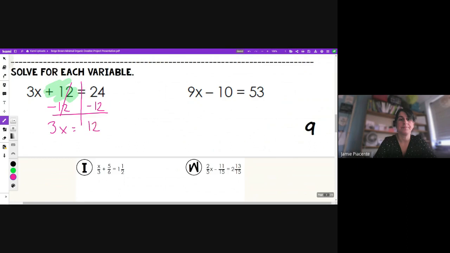Now I have to get x by itself. The 3 and the x are touching, so that's multiplication. The opposite of multiplication is division. So I'm going to divide both sides by 3. 12 divided by 3 is 4. We're all done with that one.